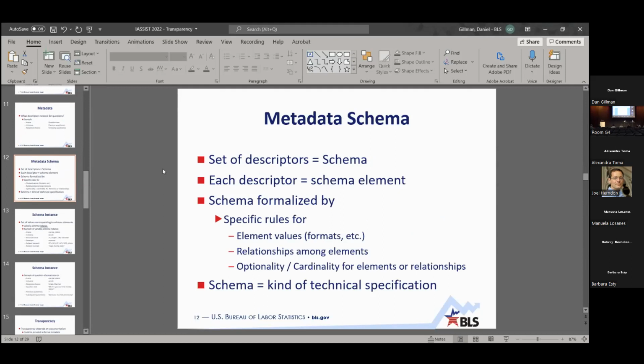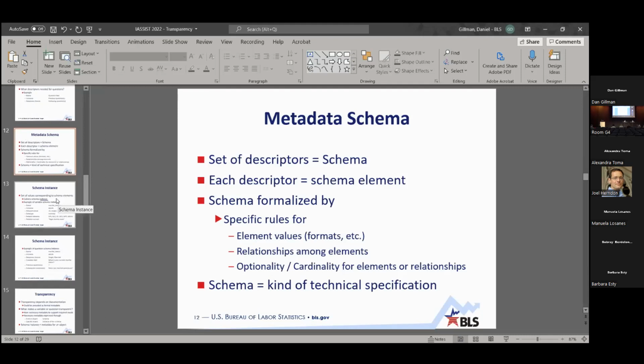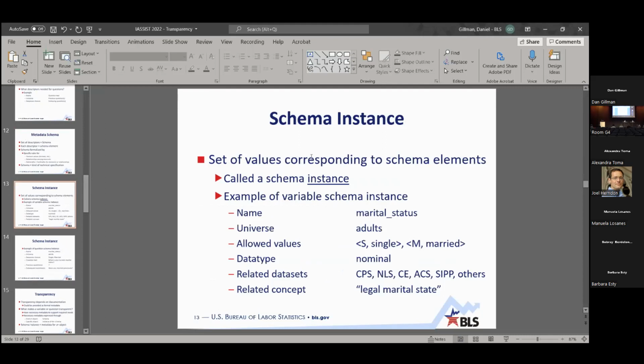And a schema is then formalized by a specific set of rules, rules about what element values should look like, relationships among the elements, and how many and whether a particular element in the schema is required. So more generally, then, a schema is a kind of technical specification because it's described in technical language. A schema instance, then, is a set of all values corresponding to the schema elements.